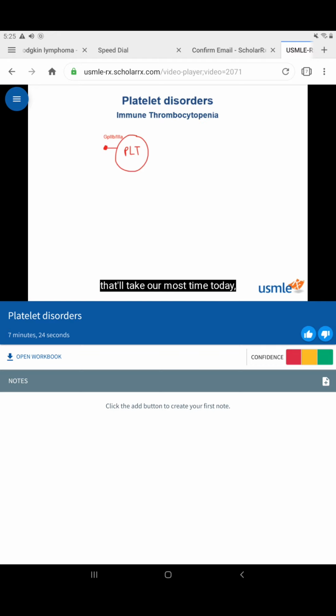Now let's talk about the condition that'll take our most time today. ITP, or immune thrombocytopenia. Everything you need to know about this disease is hinted by the name. This is a quantitative problem, hence the thrombocytopenia, and is due to immune destruction of platelets. This happens because of anti-GP2B3A antibodies. So here's a platelet with GP2B3A on it. Now you have an antibody to this GP2B3A. This attaches to the platelets and sequesters them into the spleen. And it is in the spleen that they are destroyed by splenic macrophages.